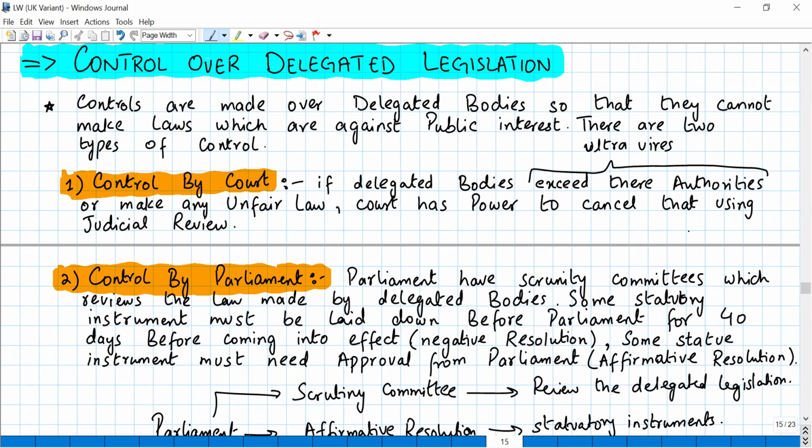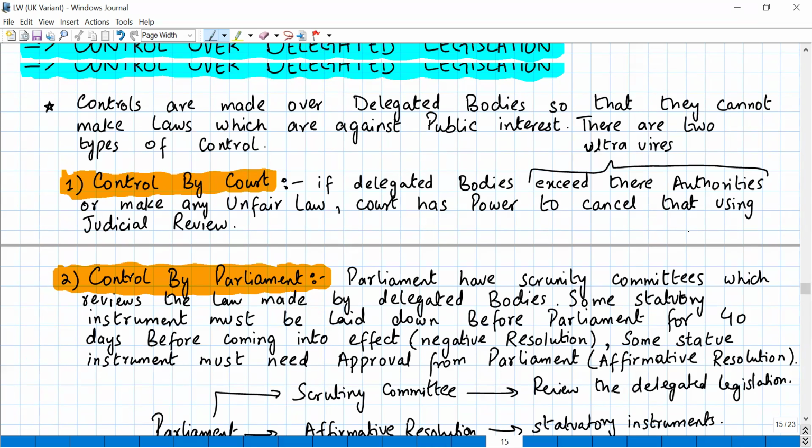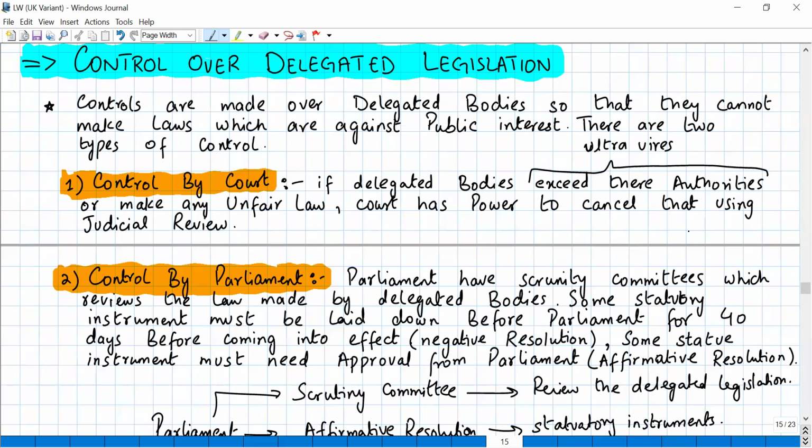There are two types of control. To ensure that the laws are not created against the public interest, there are two types of control implemented in the delegated legislation. Control by the court. I just told you one important point, that the parliament is the supreme authority, right? So the law created by the parliament has significance, but the law created by the delegated bodies does not have as much. Only the law created by the parliament is supreme authority. So the primary legislation is important. The secondary legislation is not of that much significance as compared to the primary one.